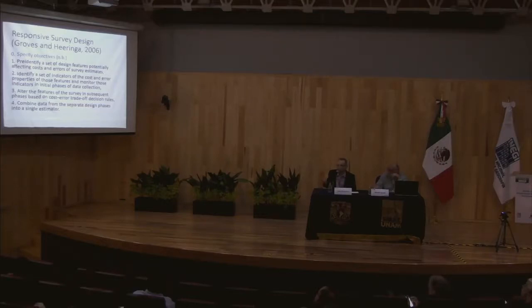Three, alter the features during the survey, right? So the things that you've identified in step 1 must be alterable. They should be under your control. Here you do control them. And then the last step, which probably has received the least attention, is combining the data. So you do implement multiple protocols. You may do various forms of subsampling or targeting of cases. In the end, you need to combine the data into a single estimate.